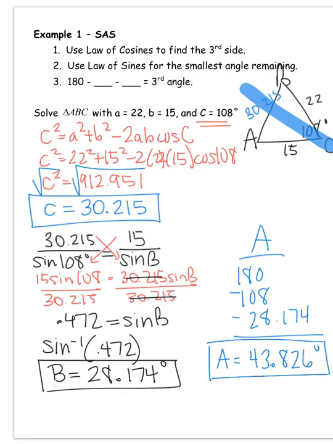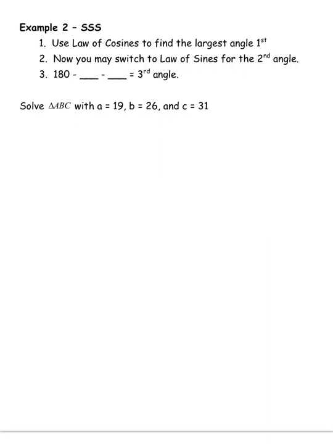Okay, so that's how law of cosines works for step 1 of a side angle side triangle. Notice after step 1 you were able to switch back to law of sines, which we were more familiar with. So let's see what we do for side, side, side. For side, side, side, we have to use the law of cosines to find an angle. And we always want to find the largest angle, which in this problem will be 31.